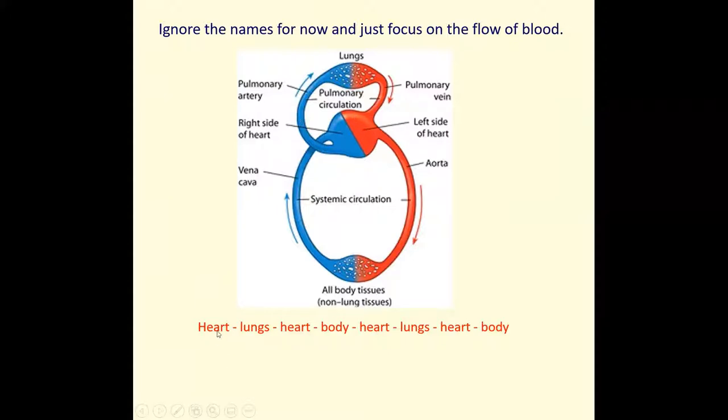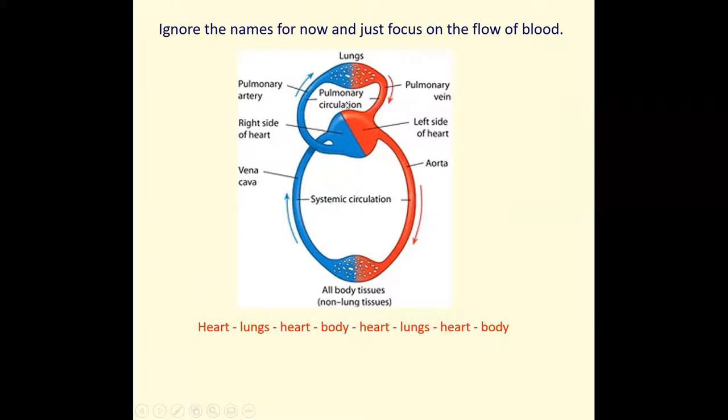So it's effectively going heart to lungs, heart to body, then heart to lungs, heart to body, and so on. We call it a double circulatory system because there are effectively two circuits. There's a circuit between the heart and the lungs, and there's a circuit between the heart and the body.